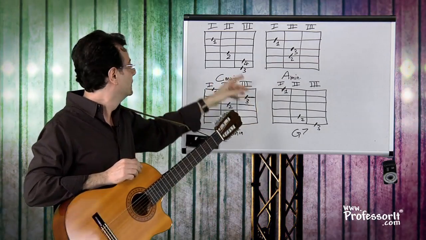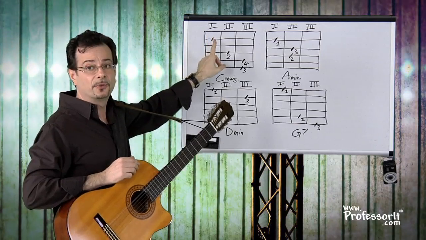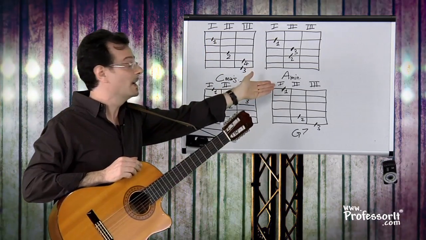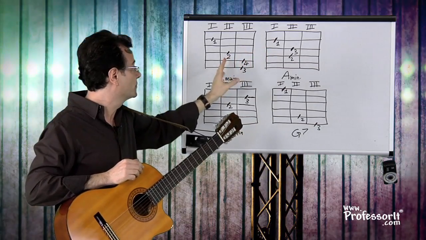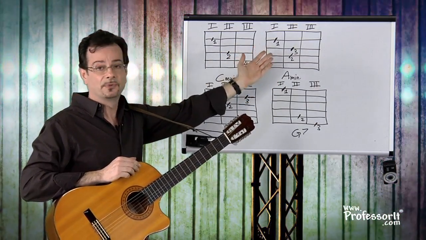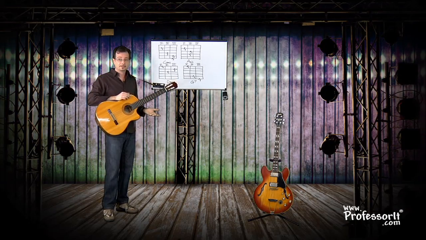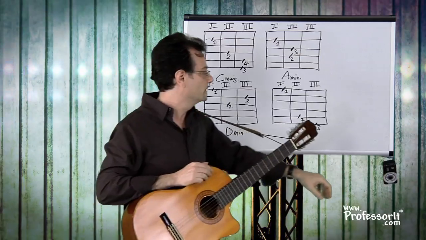minor. Well, on C major, your first finger is on the 2nd string, 1st fret. On A minor, your first finger stays right there. So when you change from one chord to the next one, you don't need to move the first finger. That is going to help you a lot. And the reason why is because we're going to use the metronome.